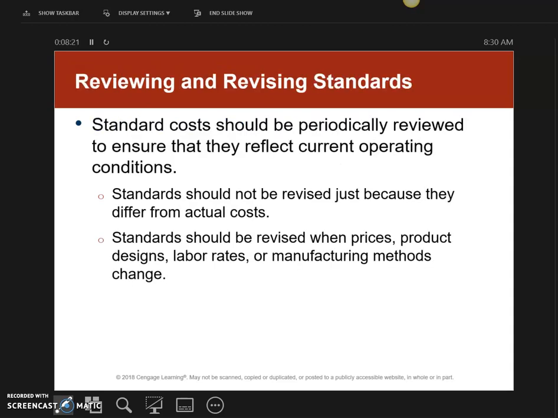Standard costs are not set in stone. You can review them periodically, because in reality, standards that are set for cost actually need to be reviewed, because you have material pricing that goes up, you have labor costs that go up. So there's a lot of reasons why you might review and revise your standard cost along the way.